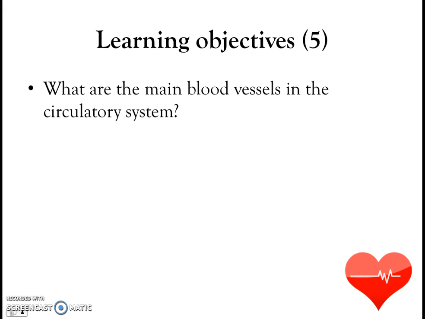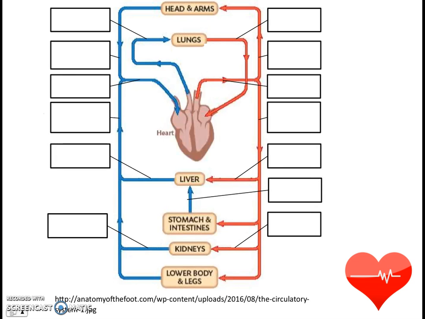We're just going to answer the question, what are the main blood vessels in the circulatory system? Now you see, the circulatory system connects the heart to many other organs, right? It connects it to the lungs, the head and the arms, the liver, stomach and intestines, kidney, and the lower body and legs. All these organs are part of the network, all connected up by the circulatory system. All these organs can receive blood from the heart, and all these organs can send blood back to the heart. So substances can be transported around the body quite efficiently through the circulatory system.